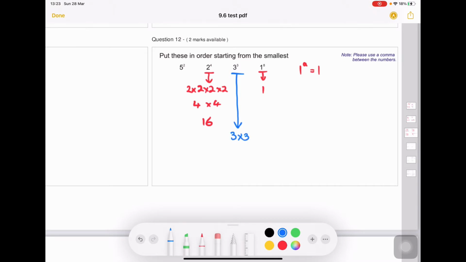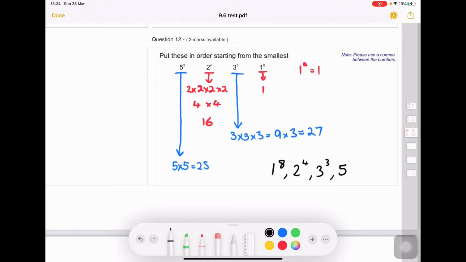3 times 3 times 3 equals 9 multiplied by 3, which is 27. And lastly, 5 times 5 equals 25. So we need to put in order from smallest to largest. So 1 to the 8 is the smallest, followed by 2 to the 4, followed by 3 to the 3, followed by 5 to the 2.